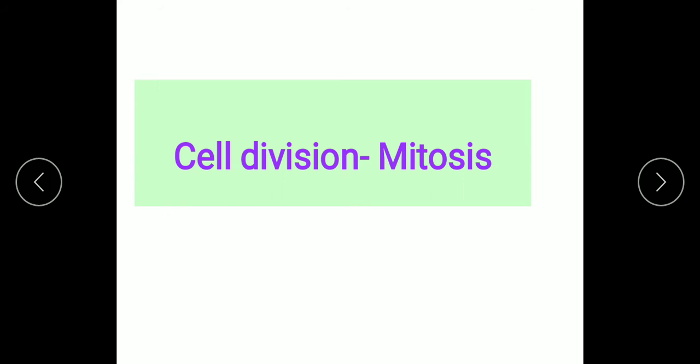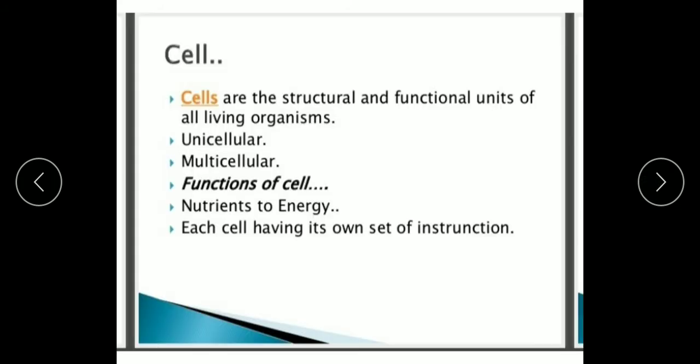Today, we are discussing how single cells develop or multiply into multicellular organisms by the process of mitosis. So first of all, the cell. Cells are the structural and functional unit of all living organisms. Organisms are classified into two types, unicellular and multicellular, based on the number of cells found in the organism.